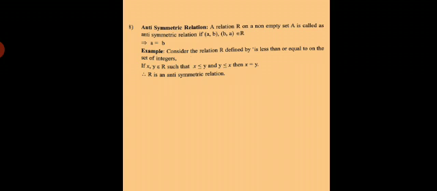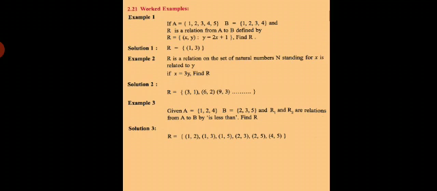For example, consider the relation R defined by 'is less than or equal to' on the set of integers. Then if (x, y) belongs to R such that x is less than or equal to y and y is less than or equal to x, if both the conditions are satisfied, then we can say x is equal to y. Therefore, R is an antisymmetric relation. Now, through the examples, you will understand better.